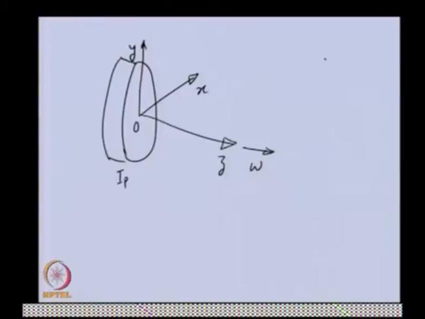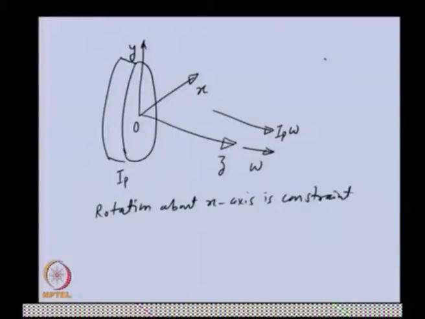Because of this spinning, the angular momentum of the disc is, let us say, I p omega in the positive z direction. We restricted the rotation of this disc about the x axis. So, rotation about the x axis is constrained to 0, but it is free to tilt about the y axis.